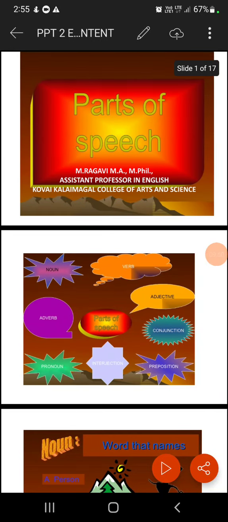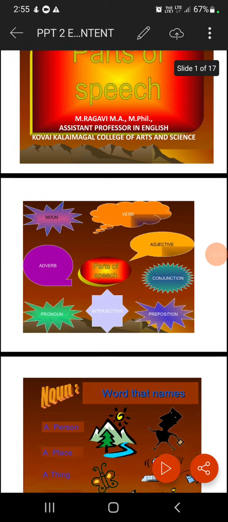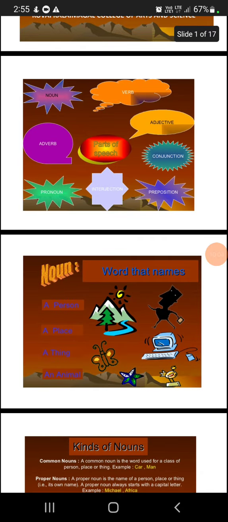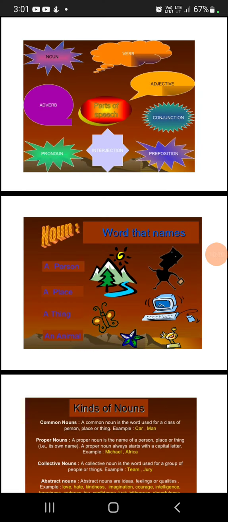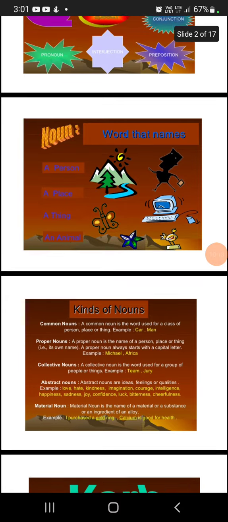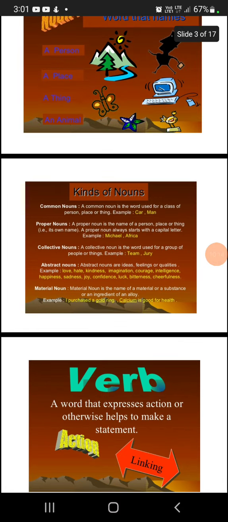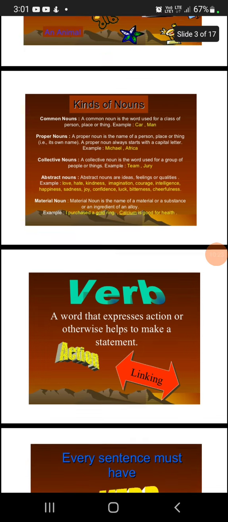So we have seen parts of speech in this lecture. We can represent noun, verb, adjective, adverb, pronoun, interjection, conjunction, preposition as the parts of speech. So first, a noun is a naming word that represents a person, place or thing. Noun represents a person, place, thing or an animal. The kinds of nouns are common nouns, proper nouns, collective nouns, abstract nouns, material nouns. We have seen every example before.